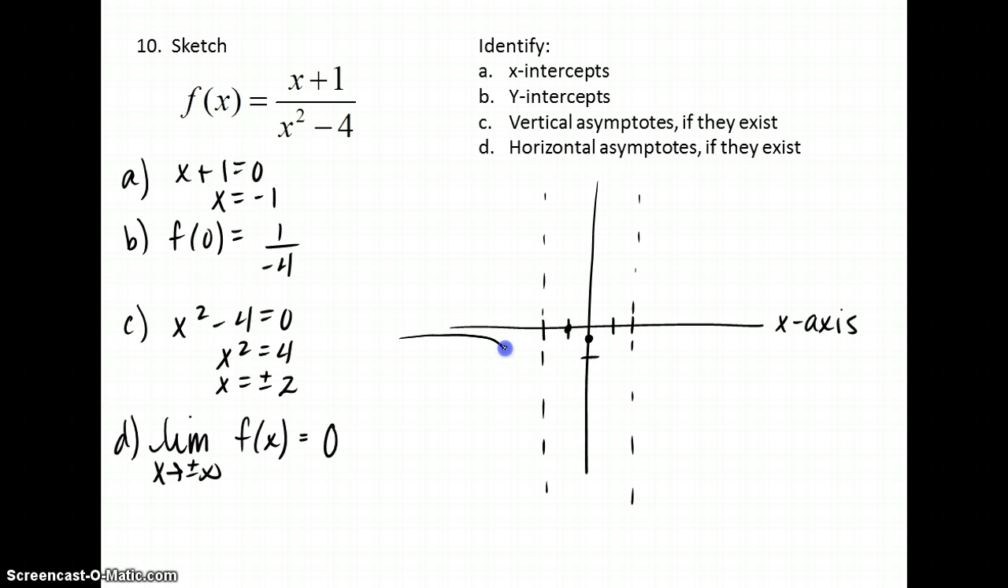Now you can use one-sided limits to determine the behavior of the function at the asymptotes. And you can verify that this is what the graph would look like. But all the conditions are satisfied. And that's it.